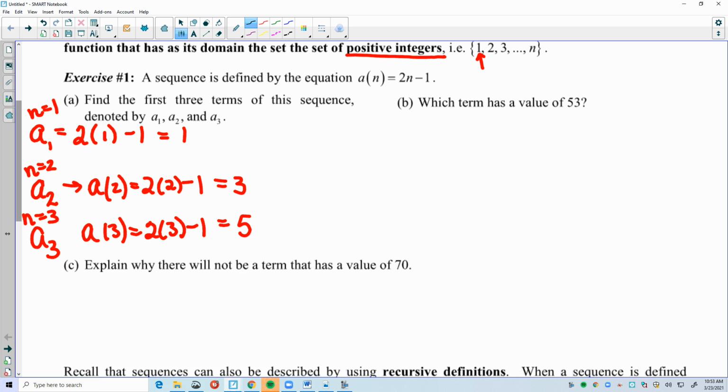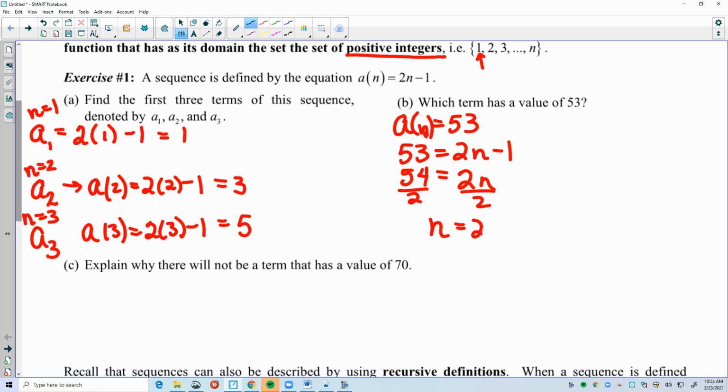Now it's asking us for which term has a value of 53. Well, we know another way to write this: a sub n is equal to 53. So if that's the case, this is one of those if they're equal, set them equal, and then solve type problems. And if we solve for n, we're going to find n in this case is 27, meaning the 27th term.